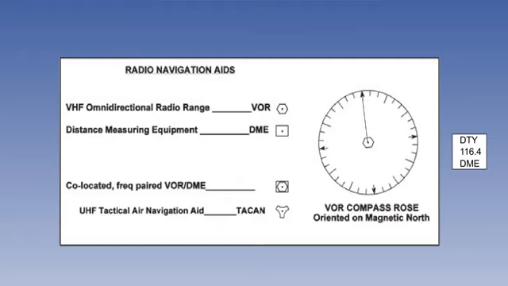Military aviators have a system similar to VOR DME called TACAN, which is short for Tactical Air Navigation Aid. The bearing element operates in the UHF band and is therefore not available to civilian aircraft. But the range element is identical to DME and can be used in exactly the same way.